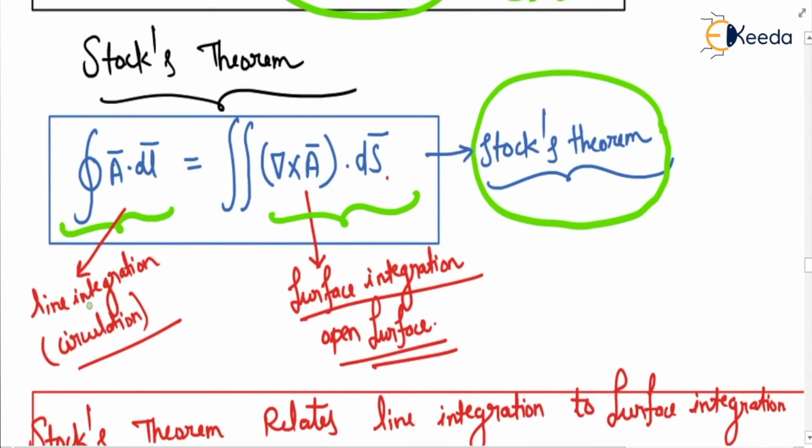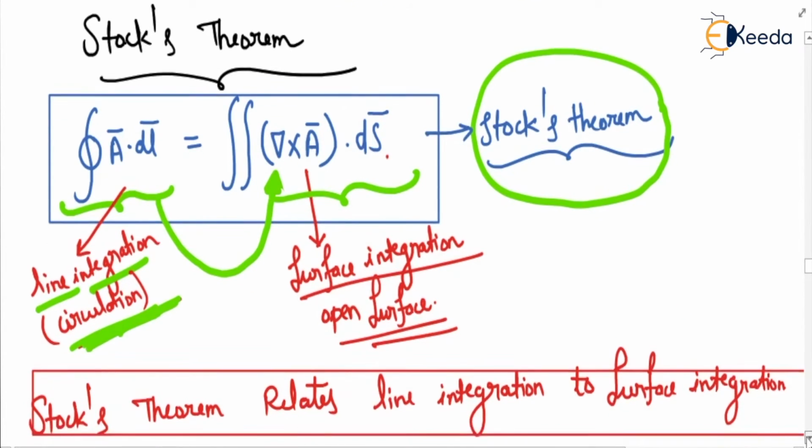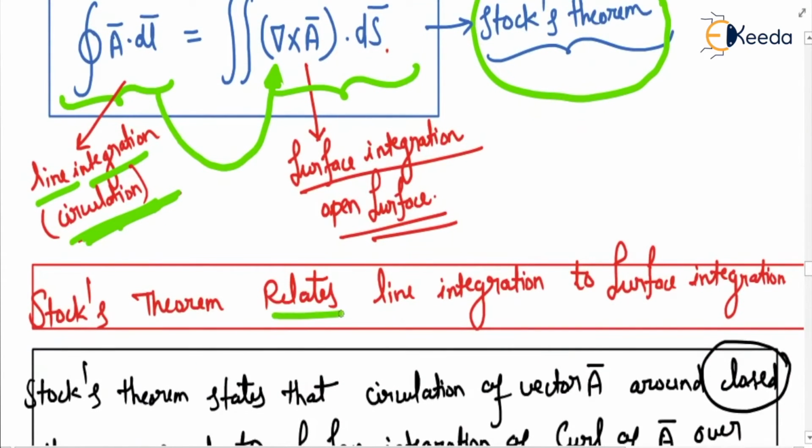The Stokes theorem relates the line integration, or we can say circulation, because circulation is the special case of line integration when the given path is closed. So the Stokes theorem relates the line integration to the surface integration. And the surface is open. There is no closed surface here.